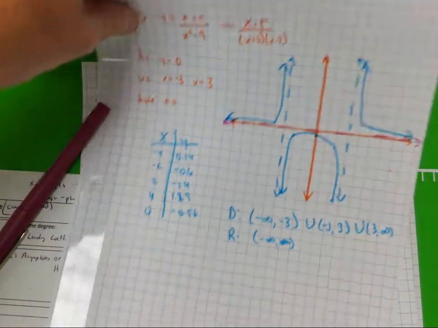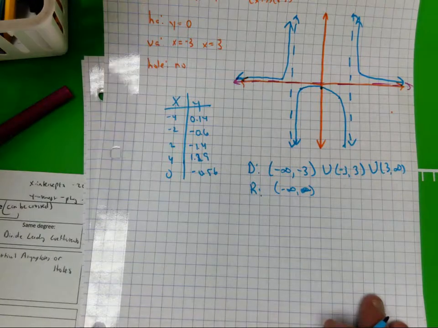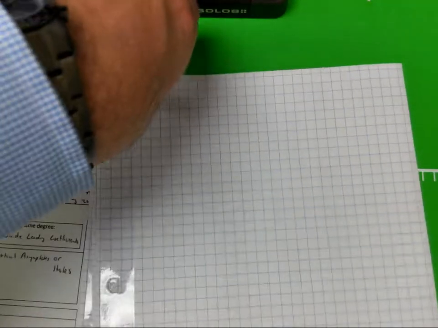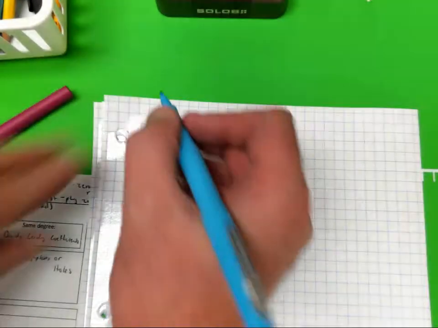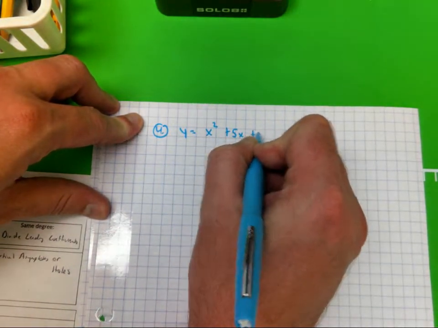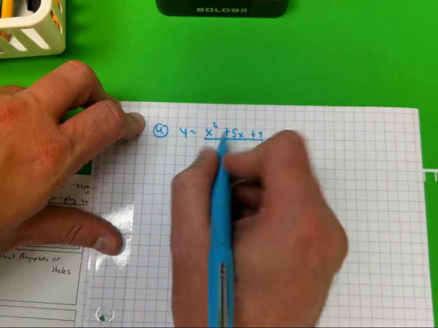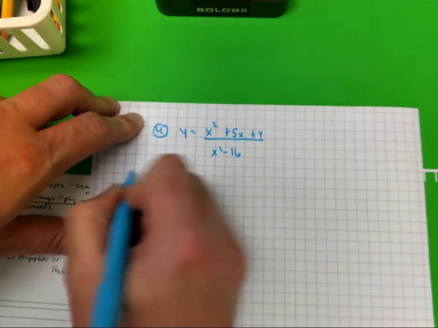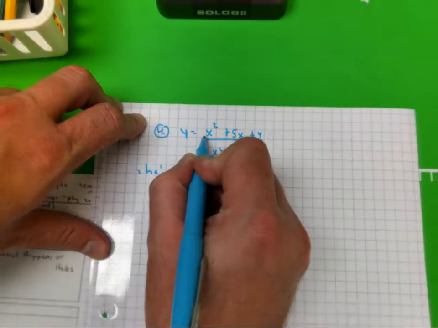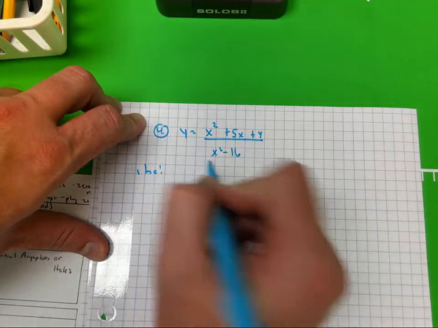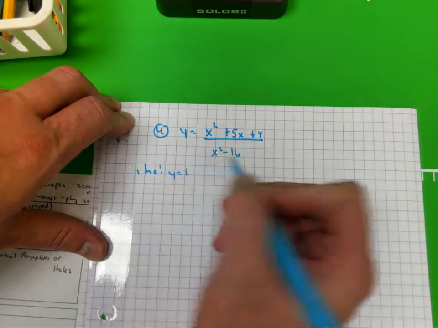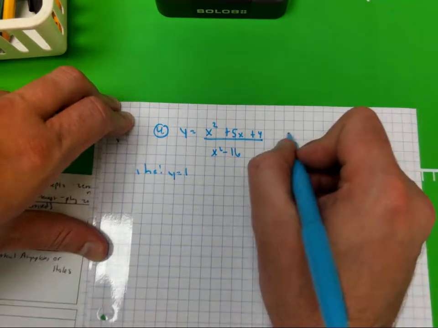All right, number 4. Y equals x squared plus 5x plus 4 all over x squared minus 16. First thing I'm going to do is find my horizontal asymptote. They both have the same degrees. I'm going to divide the coefficients. This is a 1, this is a 1. 1 divided by 1 is 1. So y equals 1. Now I'm going to factor this.